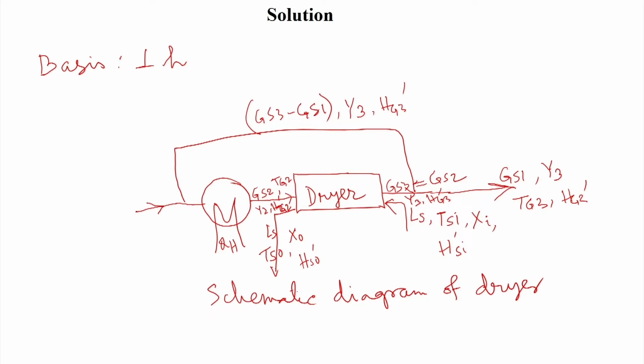Now we will note down the conditions given to solve the problem. The temperature of the fresh air is 29 degrees Celsius, and the humidity is 0.018 kg per kg dry air. The humidity of the air leaving the heater is 0.03 kg per kg dry air. The humidity and temperature of the air leaving the dryer are 0.05 kg per kg dry air and 70 degrees Celsius. The specific heat of the dry solid is 920 joule per kg Kelvin, and the latent heat of steam at 4 kg per centimeter square gauge pressure is 2110 kilojoule per kg.